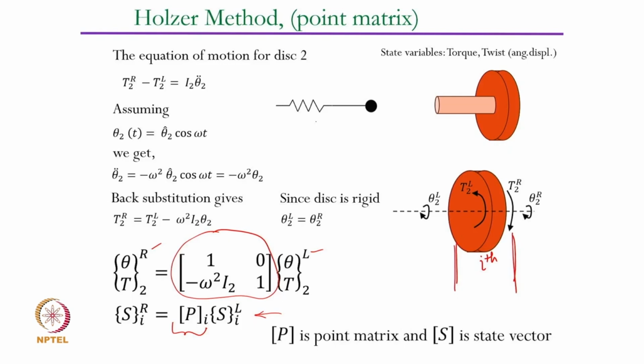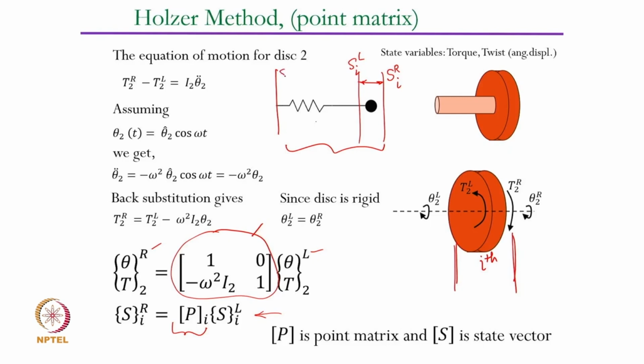Okay, now basically what we have been able to do is to relate the right side of this ith station to the left side of the ith station. The relationship between these two state vectors is established through this point matrix. The job now is to complete the remaining part, because this represents one segment, and there are plenty of segments to come before that and after that.